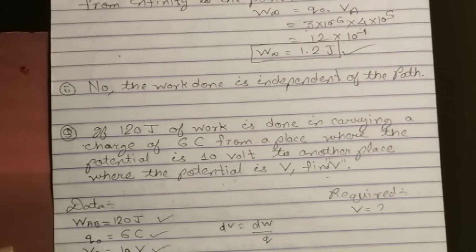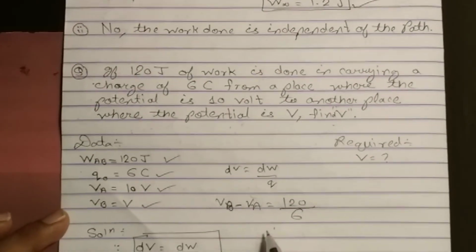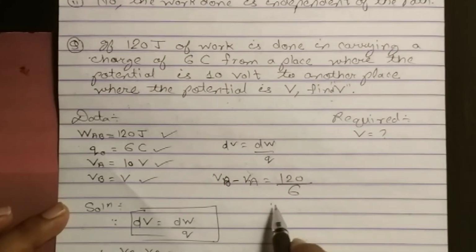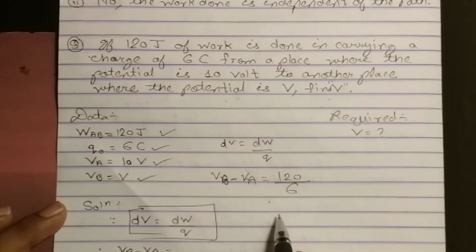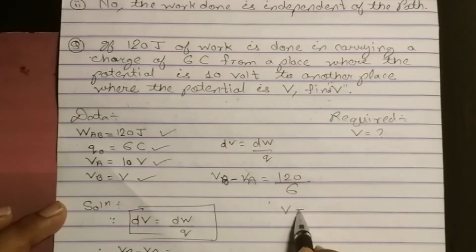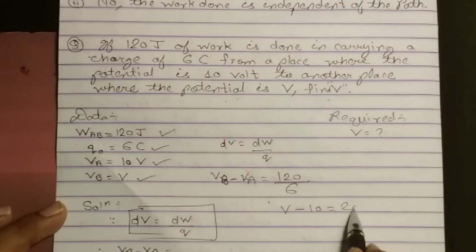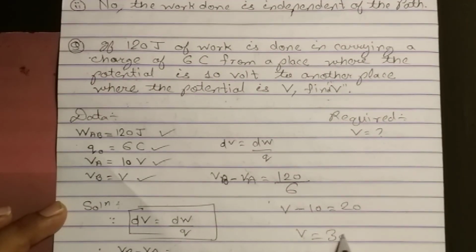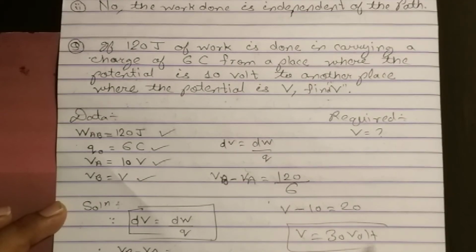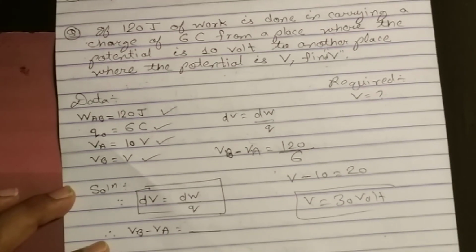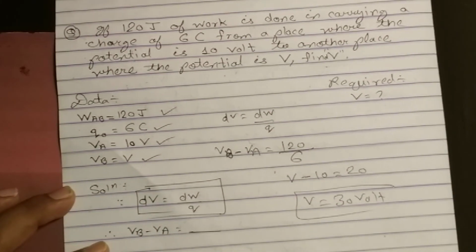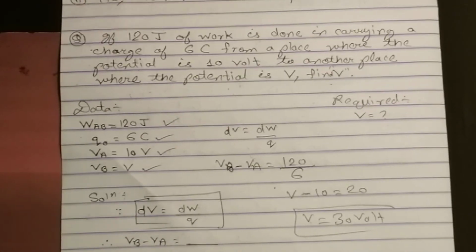Let the value of VB be V. Let the value of VA, which we have written here, be 10. So it's a 20. So V equals 30 volt. The simple one. Okay, simple numerical. Hope you understood the answer. Thank you very much.